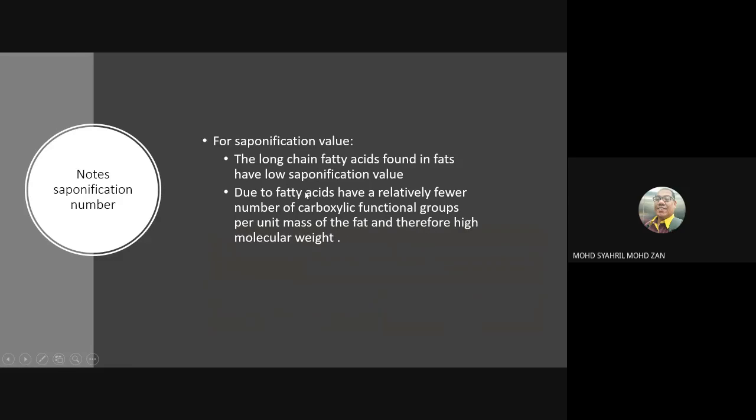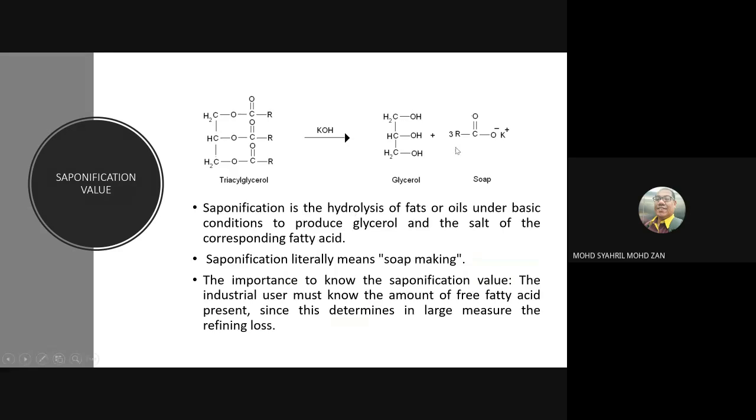Okay, continue. Right? For saponification value, the long chain fatty acid found in fat will have a low saponification value. Saya ulang tadi. Okay. Why? Because the fatty acid has relatively few carboxylic functional groups. Okay, carboxylic is one of the yang ada dekat kita punya fatty acids, per unit mass of the fat, therefore high molecular weights will be collected. Okay. So dekat mana ada carboxylic group? Carboxylic group berada dekat pada kita punya kumpulan tadi tu. Sini. This one we have a lot of carboxylic group.